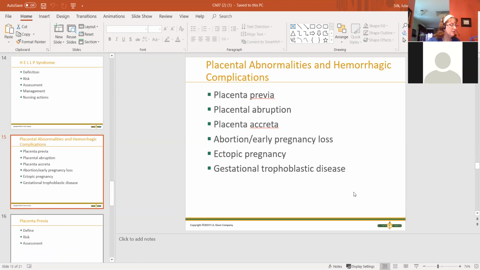All right, the next stuff starts to get into problems with the placenta. So placenta previa. Placenta previa occurs when the placenta attaches to the lower uterine segment of the uterus, near or over the internal cervical os, instead of in the body or fundus of the uterus. So the placenta attaches in a crazy spot.